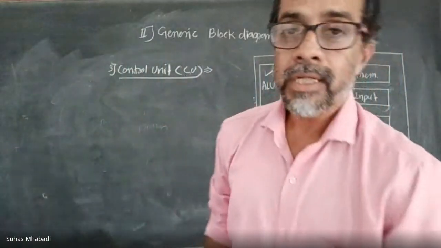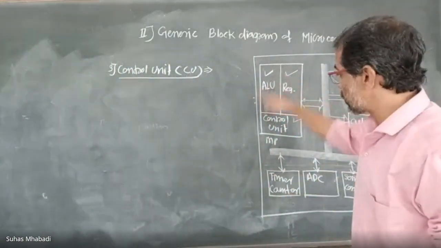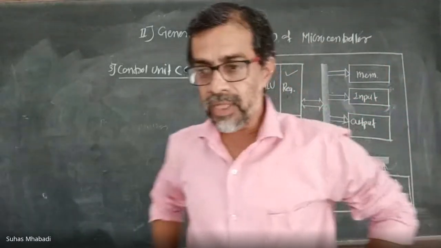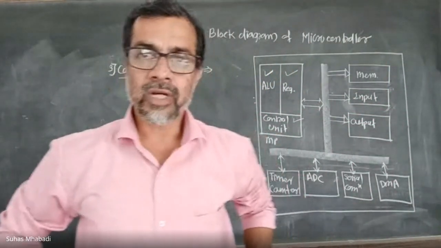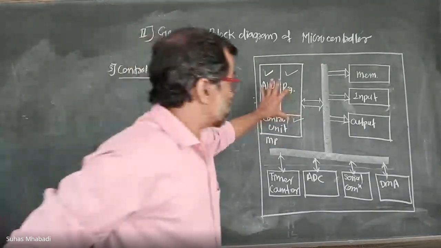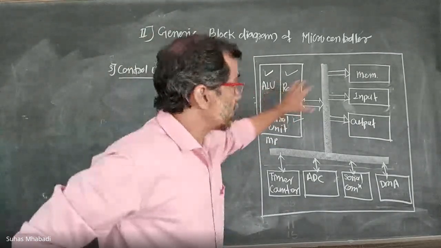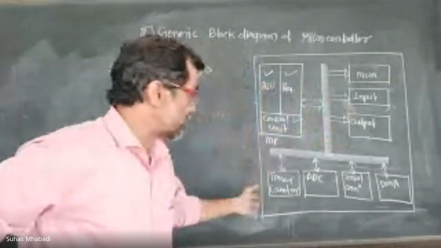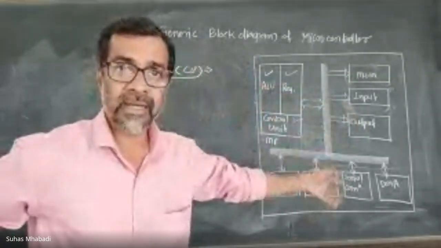A control unit is a part of this particular block. And yesterday also we have discussed that. Because for communication, this has to communicate with memory, this has to communicate with input, this has to communicate with output, timer, ADC, serial, DMA, other devices.